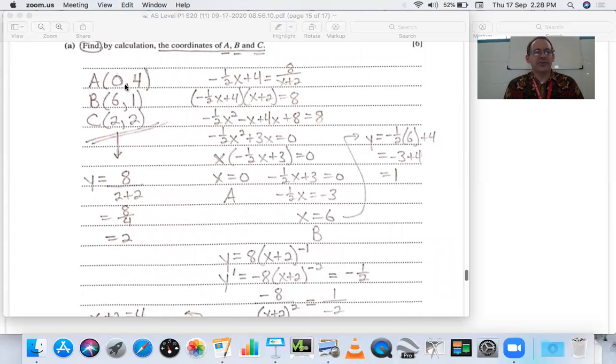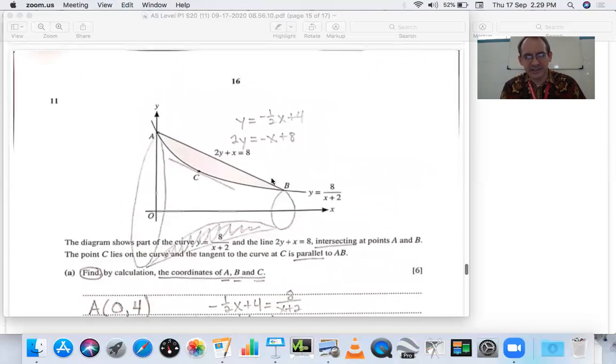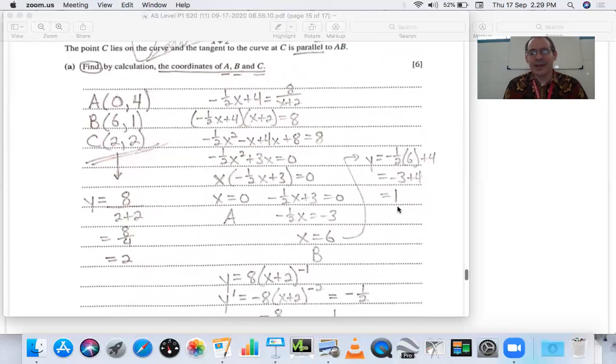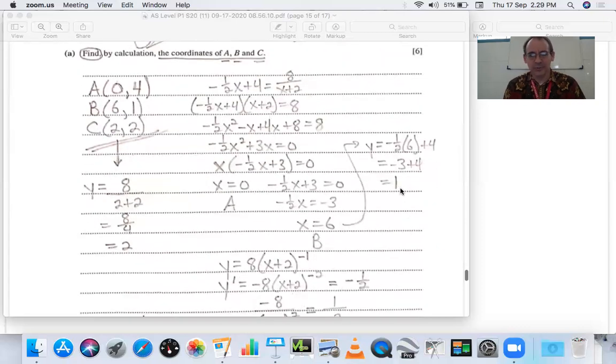The x equals 0 we already have. That was our A value. And then the x equals 6 is the new value for B. Plug that into the original, or I plugged it, you could plug it into either equation. I plugged it into the line. And you get a y component of 1. So 6, 1 is your coordinate for B.